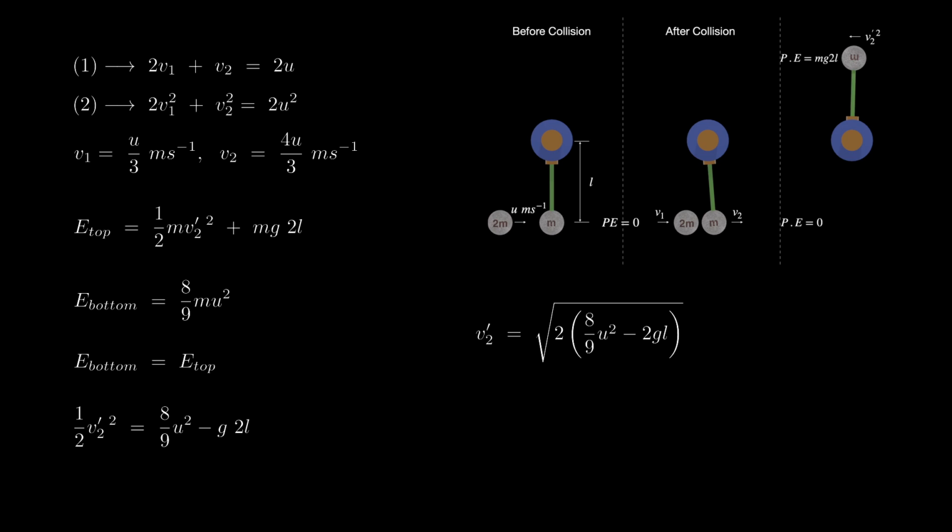For the sphere to complete one full circle, the velocity at the top of the circle must be greater than 0. If the velocity drops to 0, the sphere will not have enough momentum to overcome gravity, and will fall back down, failing to complete the full circle.